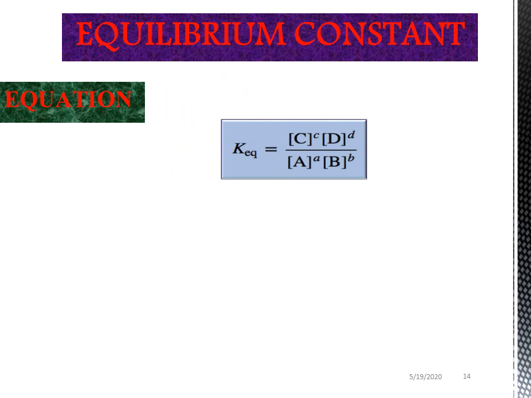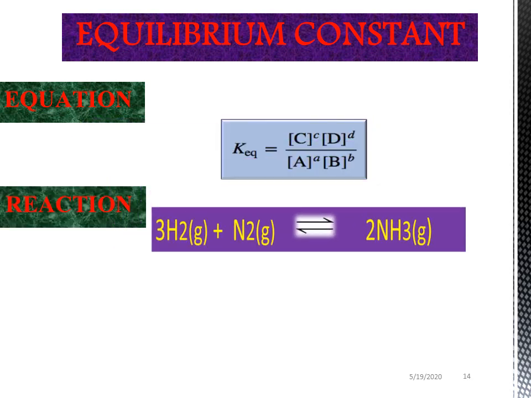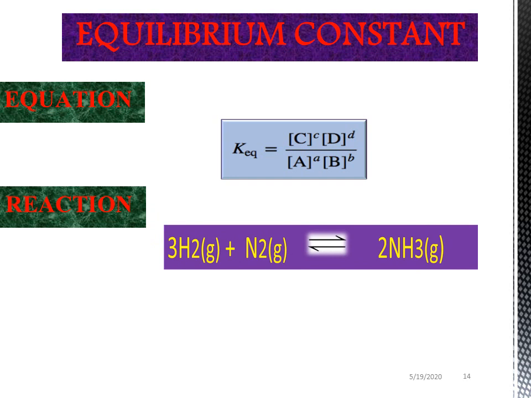We can say that it is the ratio of the mathematical product of the concentrations of the substances formed to the mathematical product of the concentrations of the reacting substances. Let us look at this reaction. In this reaction we are going to react 3 moles of hydrogen with 1 mole of nitrogen gas, and it will give us 2 moles of ammonia gas.